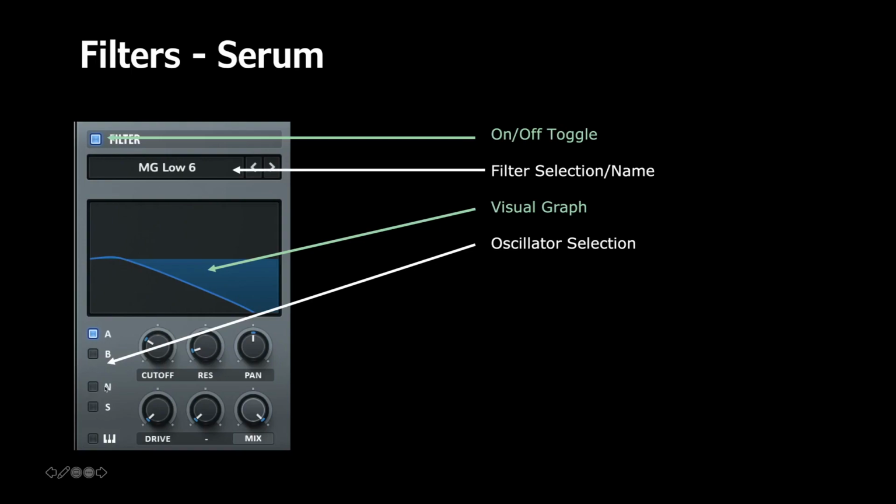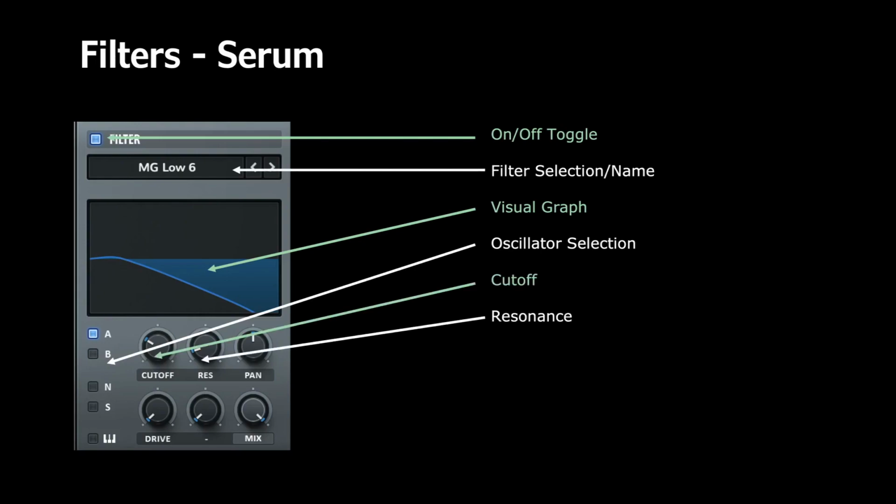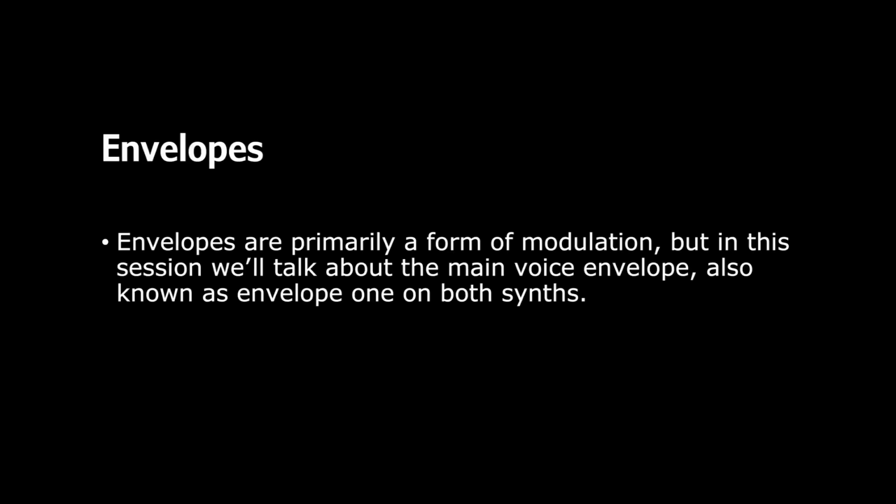But don't worry about these two. We'll get onto these another time. So here's your frequency cutoff, your resonance, and your drive, as well as the mix parameter just there. So envelopes. Envelopes are primarily a form of modulation, but in this session we'll talk about the main voice envelope, also known as envelope 1 on both synthesizers.